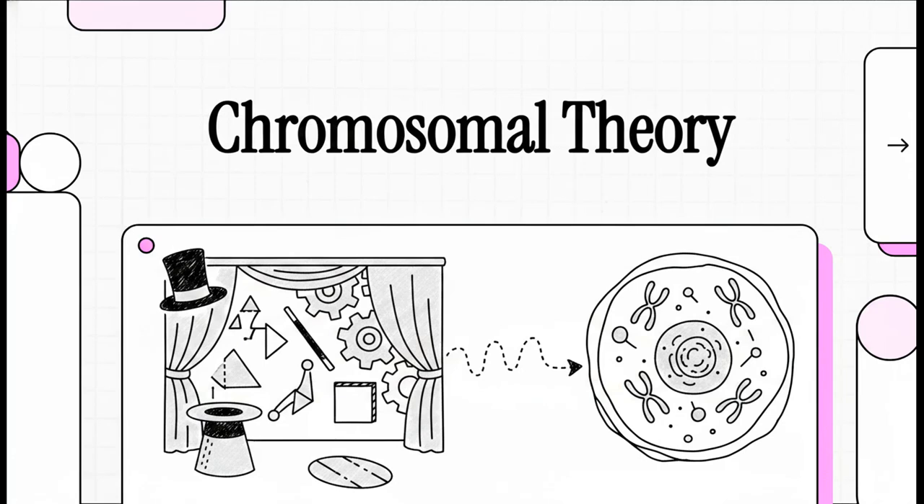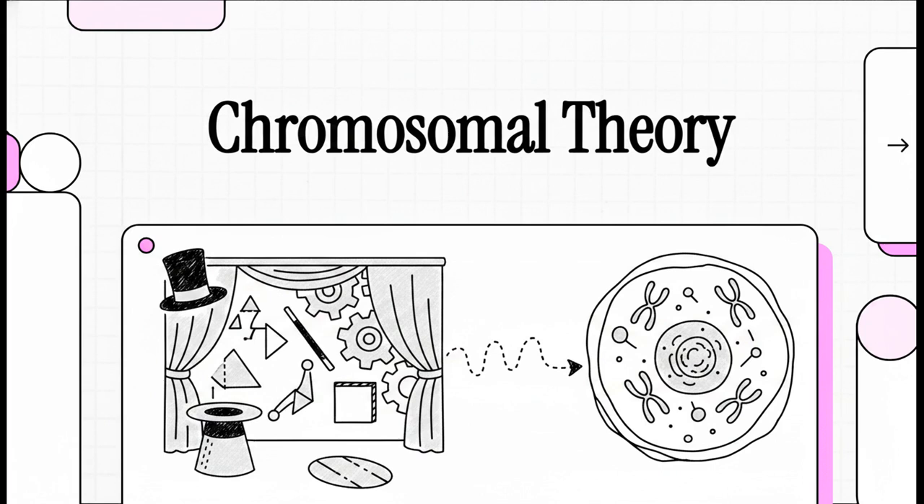Picture this. You know exactly how a complex magic trick works on paper. The math is flawless, but you are completely unable to find the physical trapdoor on the actual stage. Well, that was exactly the frustrating, yet absolutely fascinating position that biologists found themselves in at the end of the 19th century.